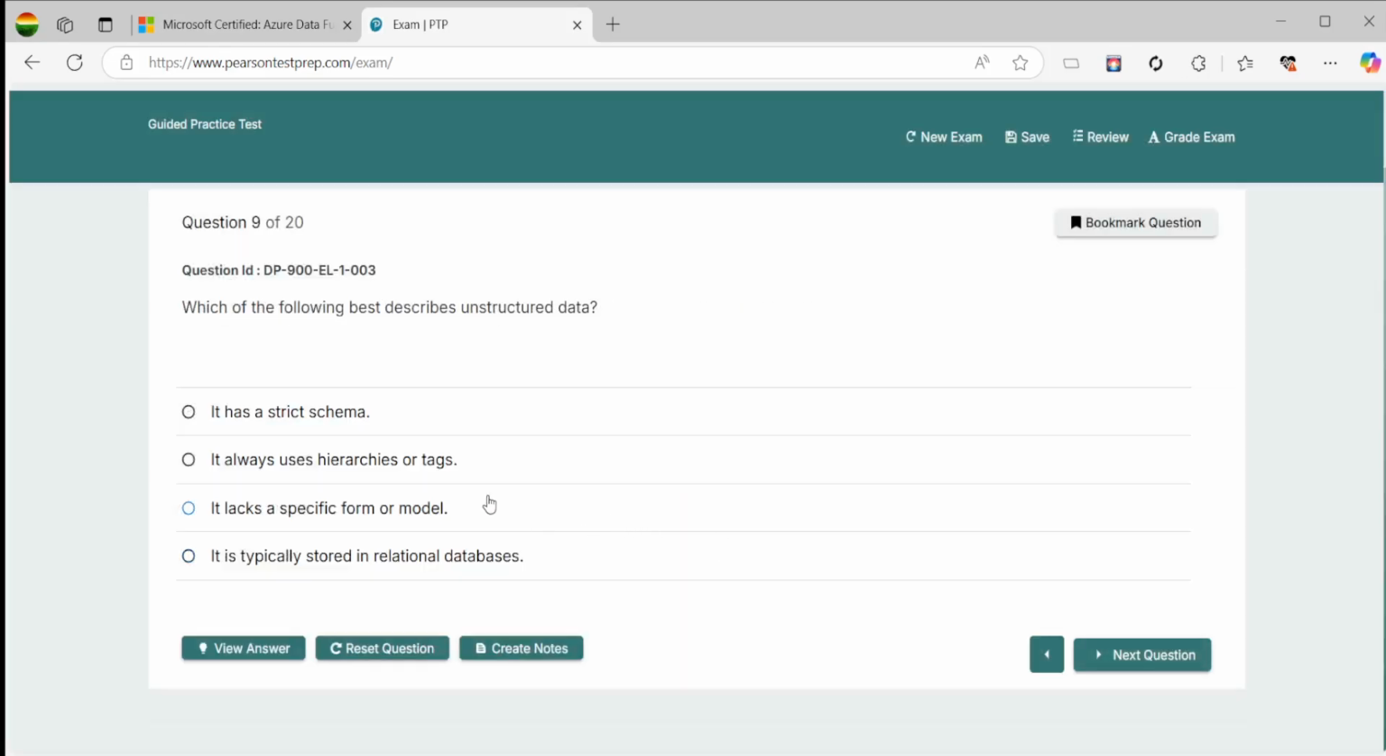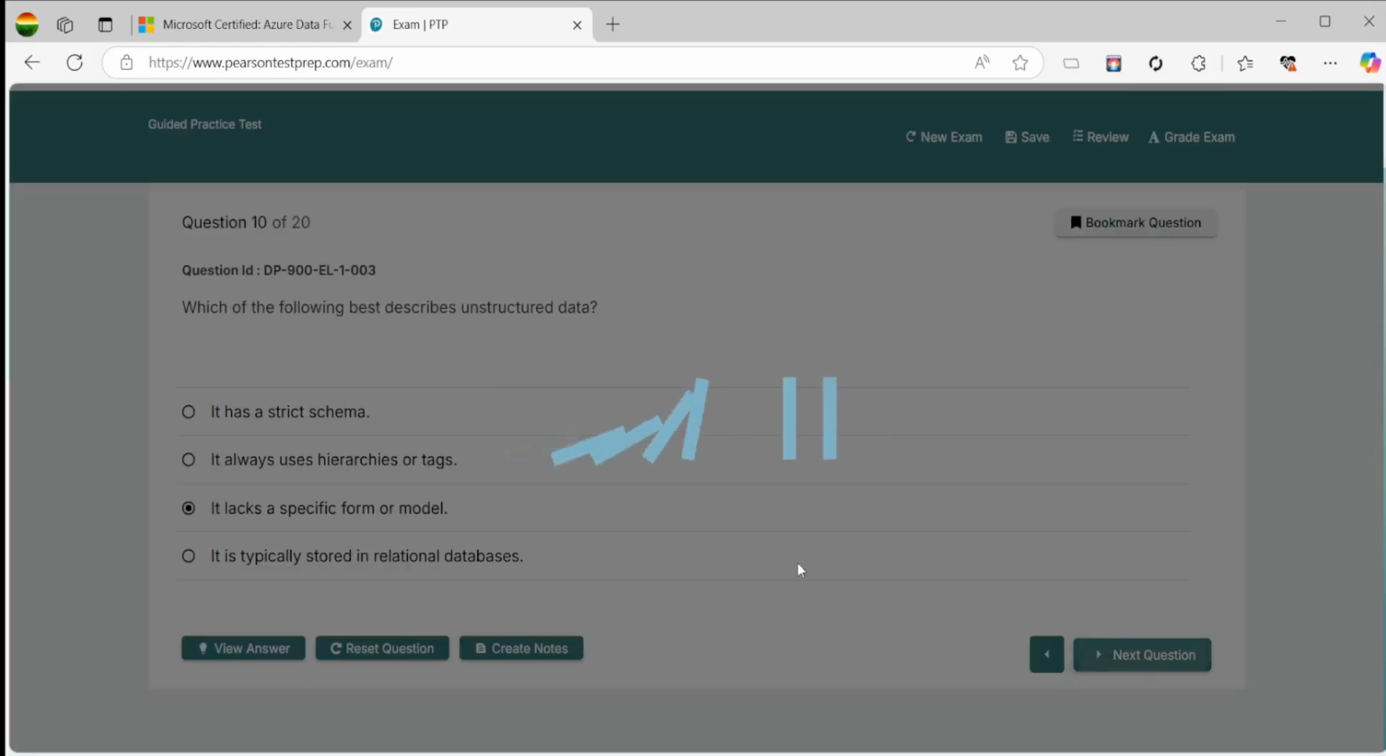Which of the following best describes unstructured data? It has a strict schema. It always uses hierarchies or tags. It lacks a specific form or model, or it's typically stored in relational databases. The answer is it lacks a specific form or model.